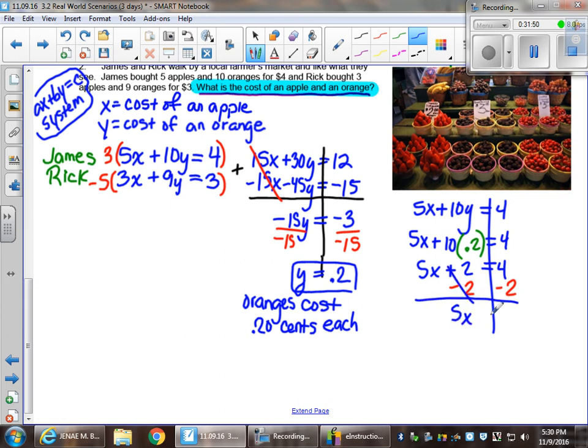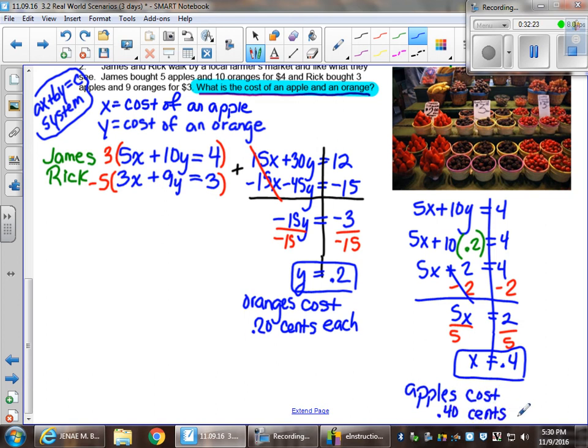That gets me 5x equals 4 minus 2, which is 2. Dividing both sides by 5, I get x equals 0.4. And in class, again, we reasoned, what does 0.4 mean? Well, x, again, is defined as the cost of an apple. So apples cost $0.40 each. And I'm done.